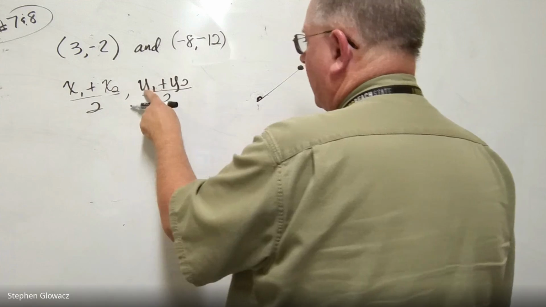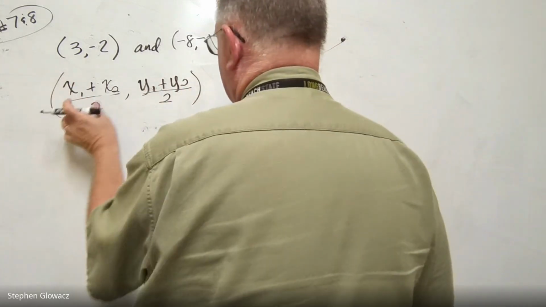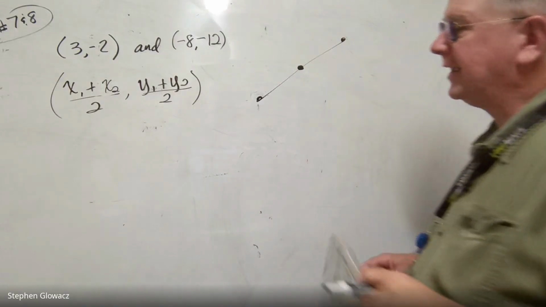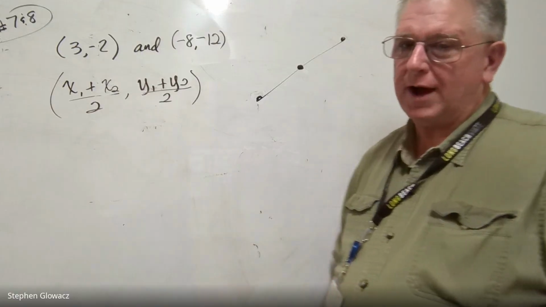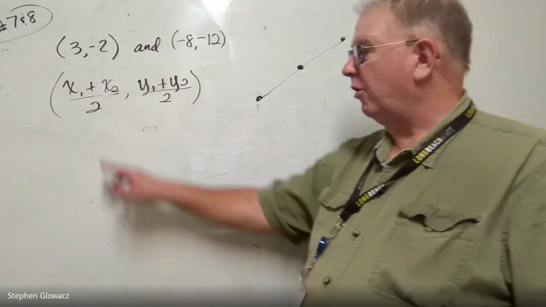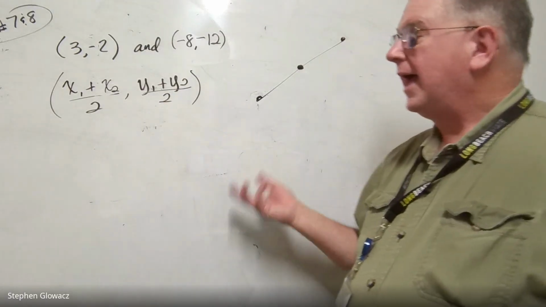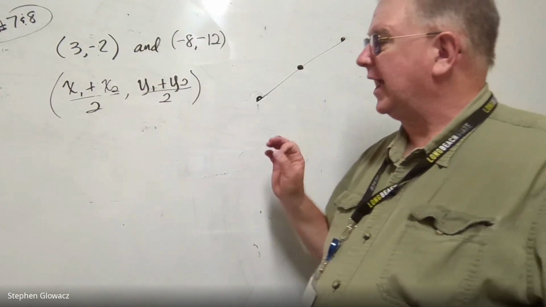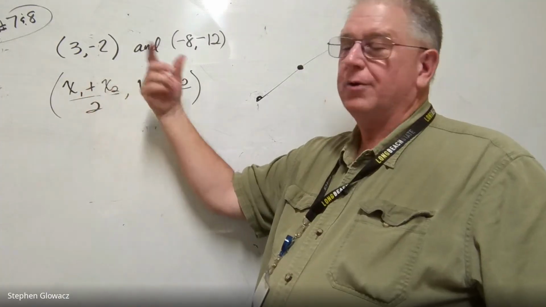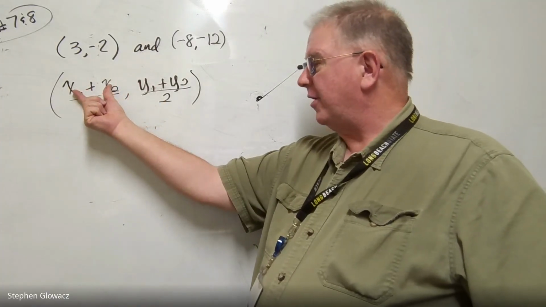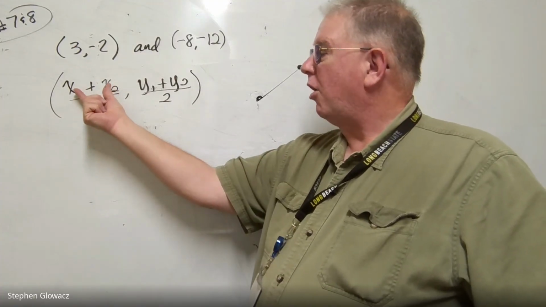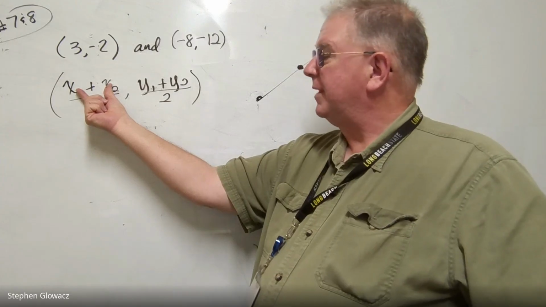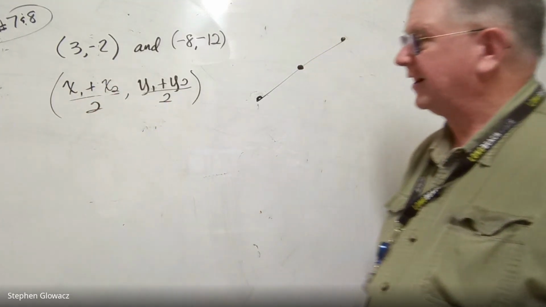And then over here, y sub 1 plus y sub 2, and we're dividing both of those by 2. So basically what you're doing is you're averaging the x coordinates and you're averaging the y coordinates. And so you might wonder, well, are we always dividing by 2? And yes, we're always dividing by 2 because whenever you're doing an average, you add the numbers up and then you divide by how many numbers you added up. So since we're always adding up 2 numbers when we're doing the midpoint, that's why we're always dividing by 2.